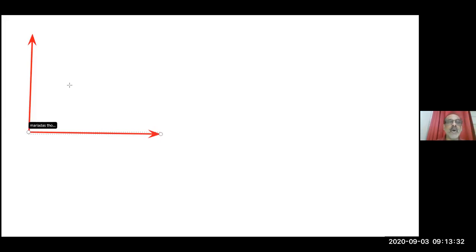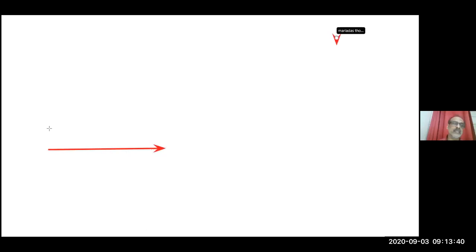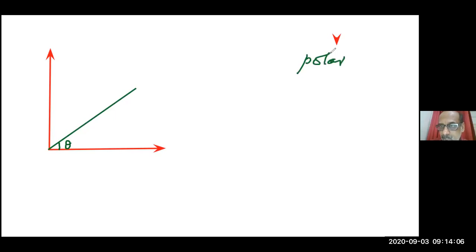Now, torque in polar coordinate system. Mark it, draw the diagram, okay? Torque in polar coordinate system. The previous was in the Cartesian coordinate system. This is the polar coordinate system. Draw this diagram.